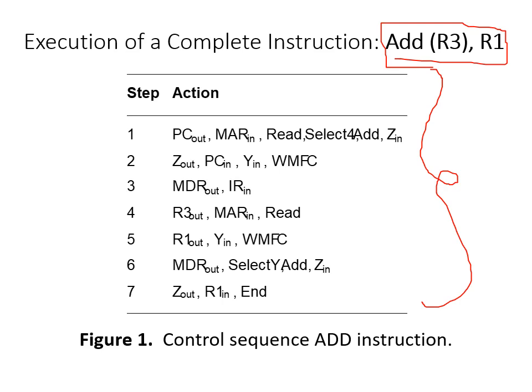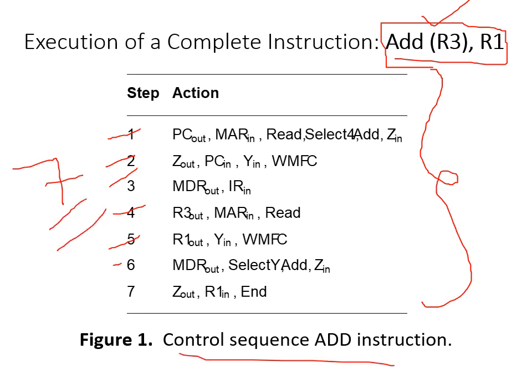Now there are numbers given on this side, up to 7. These are called steps. That means to execute the add instruction I have written, it takes 7 steps for a processor to completely execute that instruction. So this control sequence has 7 steps. That means adding the content of the address located at R3 with the R1 content, that complete instruction takes 7 different steps in order to execute it completely.